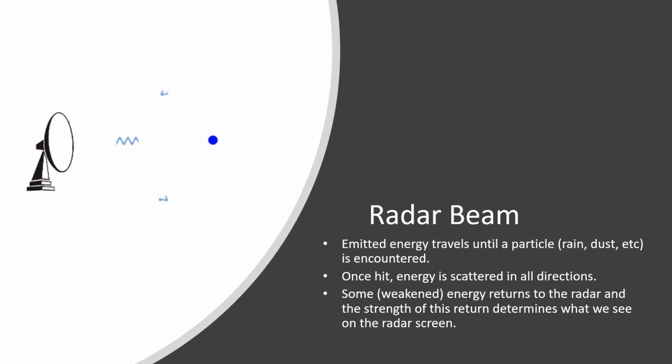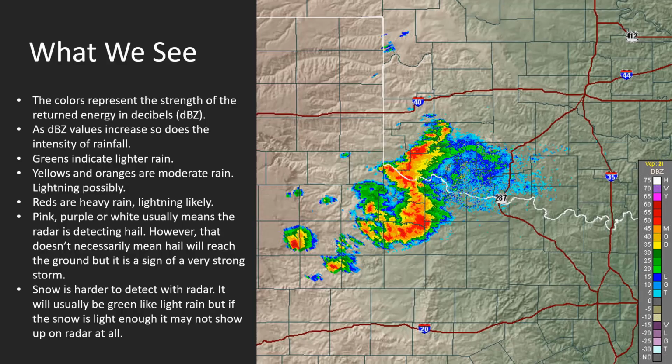The emitted energy of the radar beam travels until a particle, such as rain or dust, is encountered. Once hit, energy is scattered in all directions. Some weakened energy returns to the radar, and the strength of this return determines what we see on the radar screen. This is what we see on the computer.